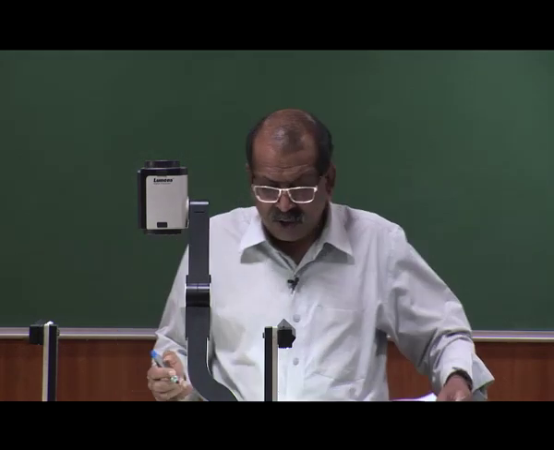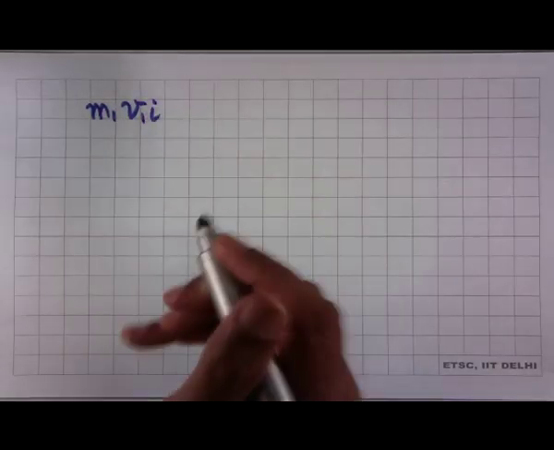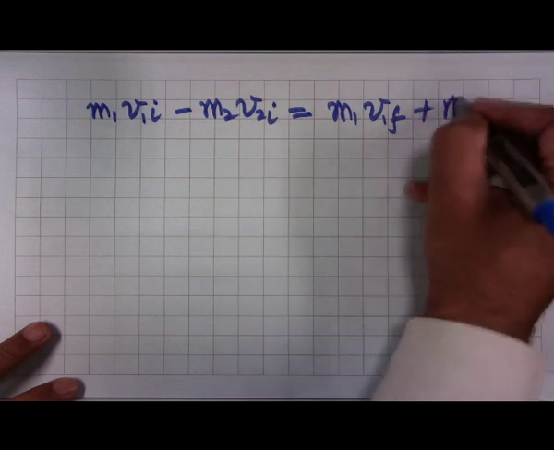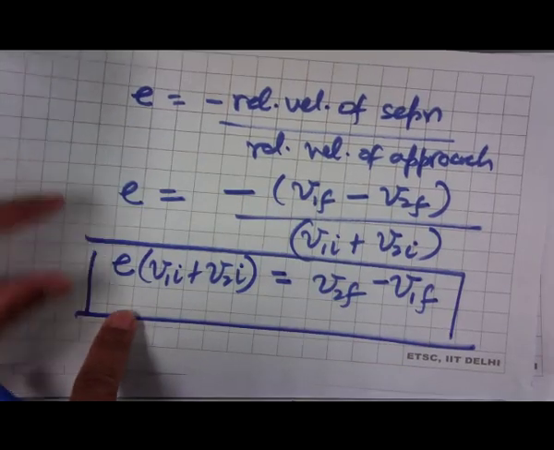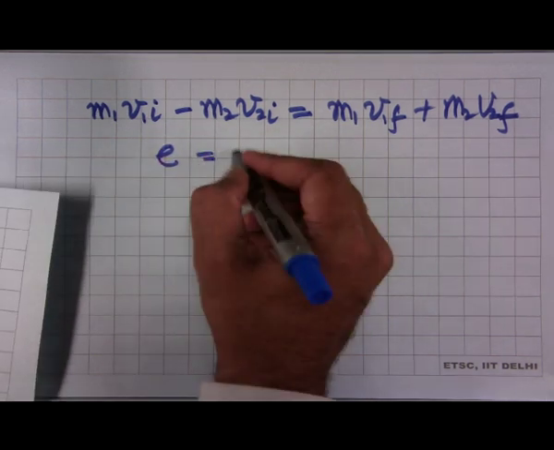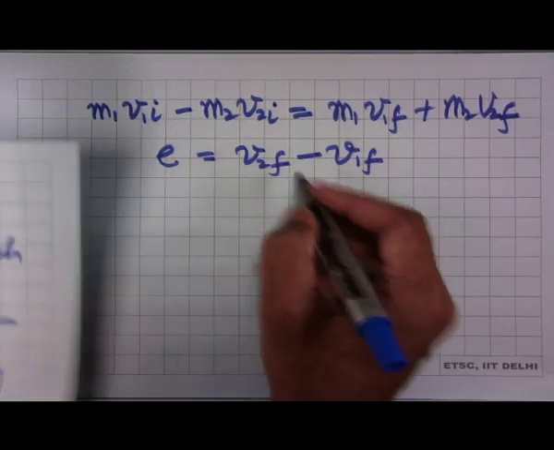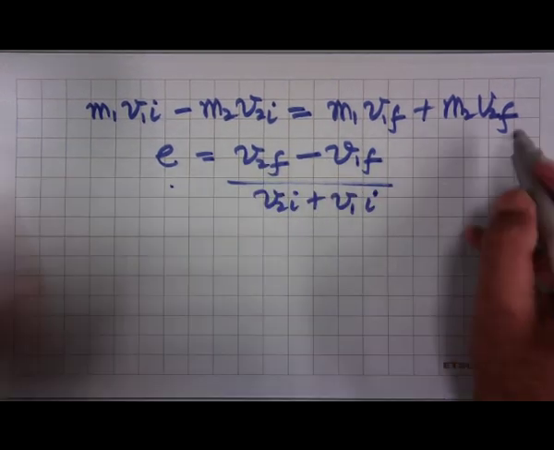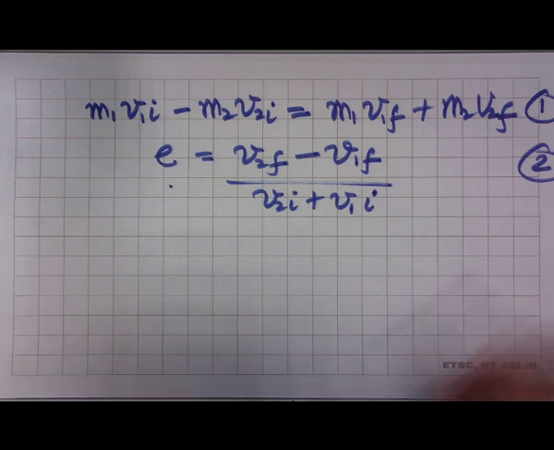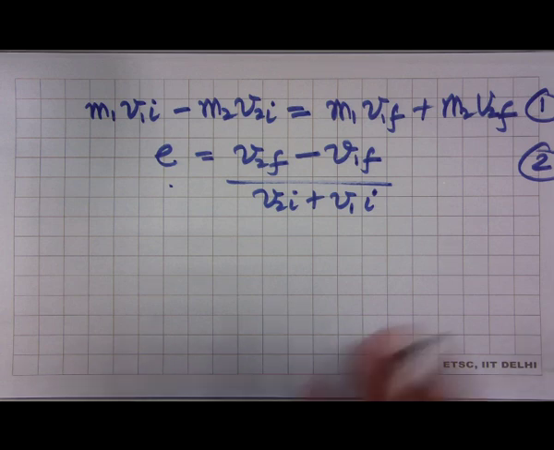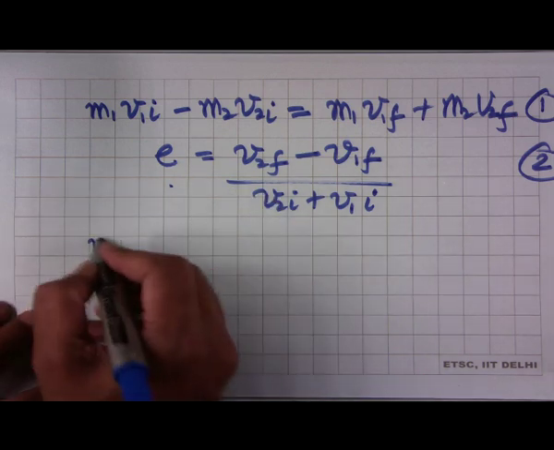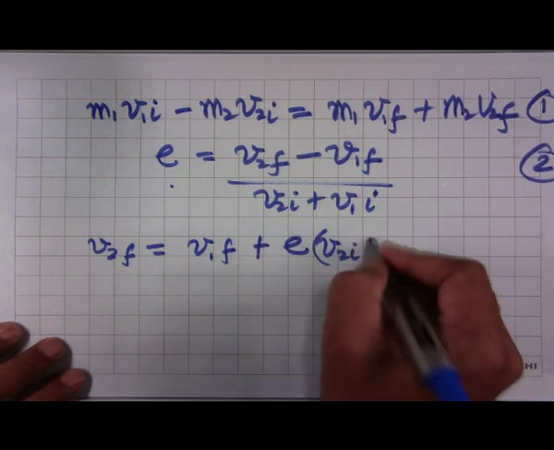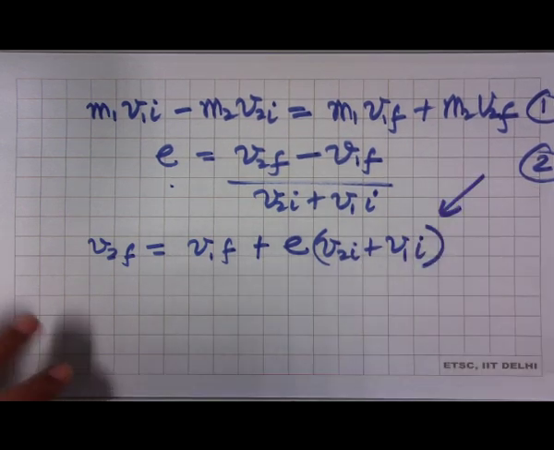So, once we have this, let us now write this equation. Our equation was m1 v1I minus m2 v2I, this was the initial momentum, is equal to m1 v1F plus m2 v2F. This is what we had, and now to that we add the second equation. We add E is equal to v2F minus v1F divided by v2I plus v1I. So now this gives us the second relation. Now we have two equations, equation 1, equation 2, and we have two unknowns, v1F and v2F. So what we can do is, from this relation, write v2F is equal to v1F plus E times v2I plus v1I.